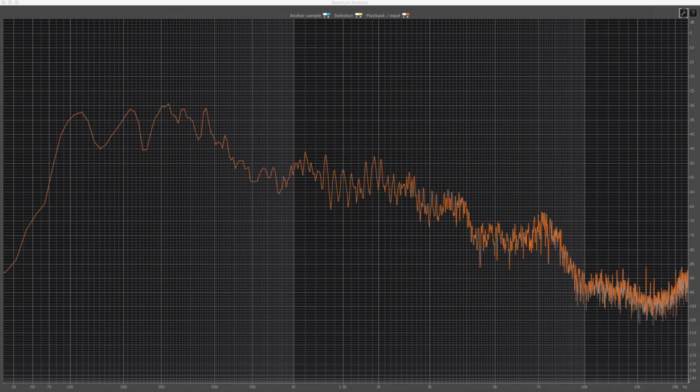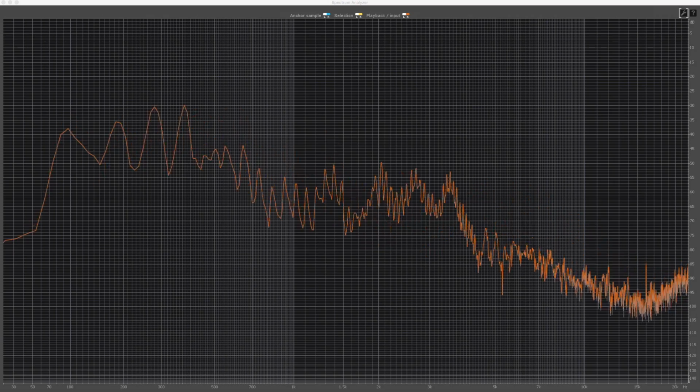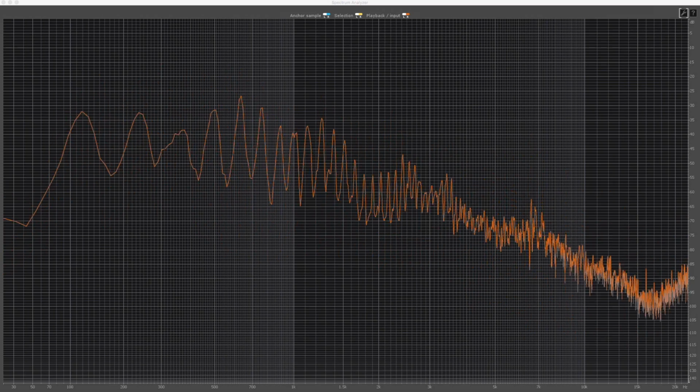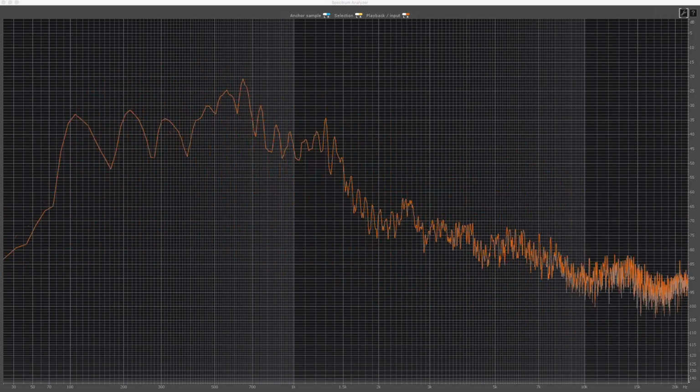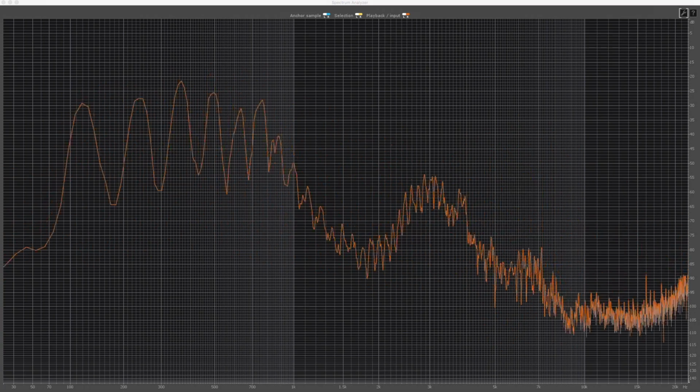In summary, this is just one aspect of the difference between minimum phase filters and EQ and their linear phase counterparts. Linear phase has advantages in other areas, but the side effect of pre-ringing must always be considered.